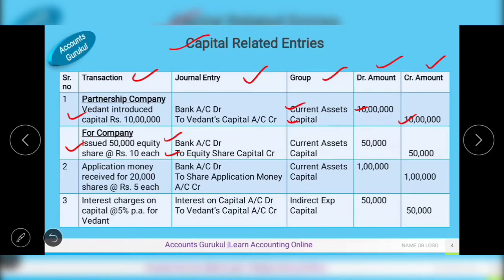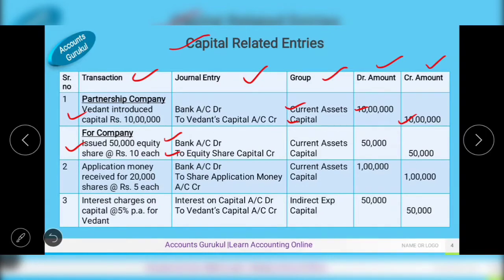And the bank is again current assets and equity share capital is a capital account. Then the debit amount is 50,000. From the 50,000 into 10, I think it's a 5 lakh, but still it's a 50,000. So the debit amount is 50,000 and credit amount is 50,000.